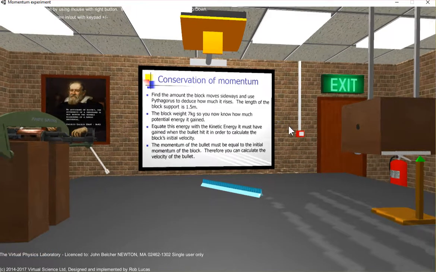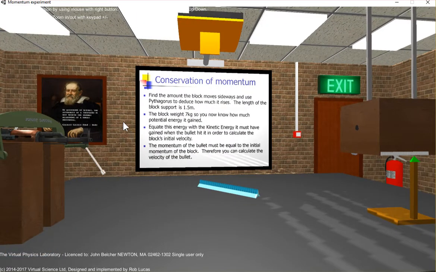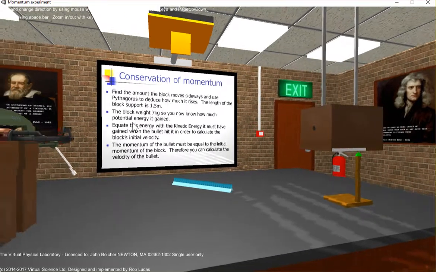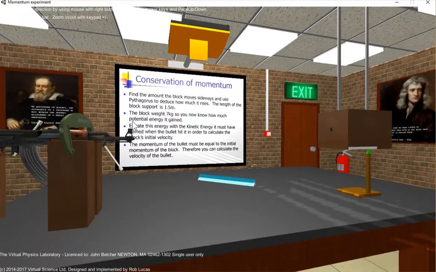And then it's a question of using the conservation of momentum, which will allow you to calculate the velocity of the shell as shown in the notes. Okay?